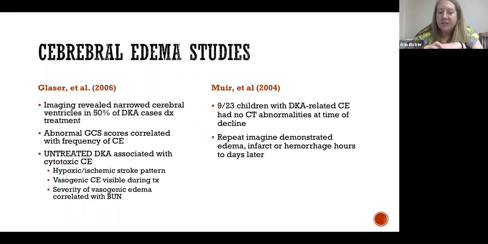The severity of the vasogenic edema tends to correlate with your BUN levels. So again, higher BUN patients are sicker. In the Muir study, he found that 9 out of 23 patients with DKA-related cerebral edema had no CT abnormalities at the time of decline, but once they were repeated later, they showed evidence of edema, infarct, and hemorrhage. So a lot of this is going to be clinical with some element of looking at your imaging.